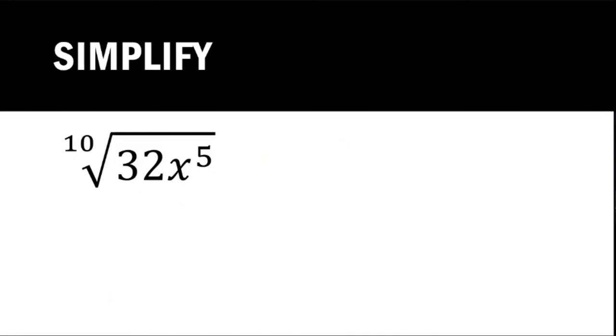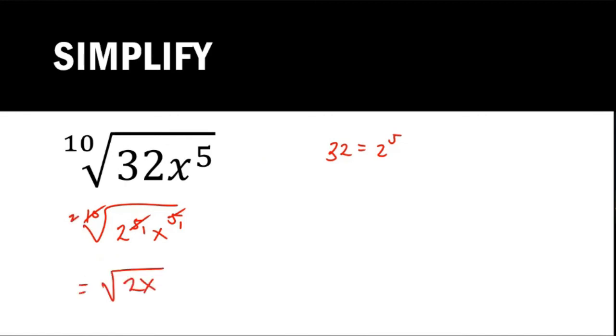So the 10th root of 32x raised to 5. 32 is the same as 2 raised to 5. So the 10th root of 2 raised to 5, x raised to 5. There is a common factor which is 5. 5 divided by 5 is equal to 1. 10 divided by 5 is 2. Therefore, the answer will be the square root of 2x.